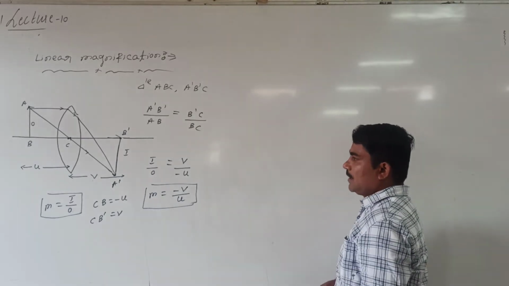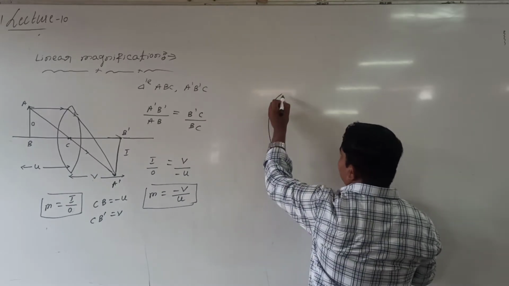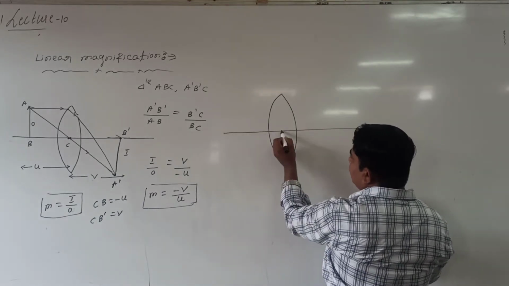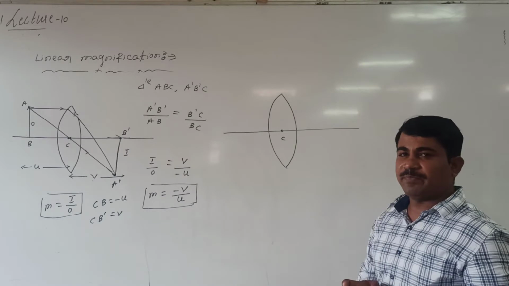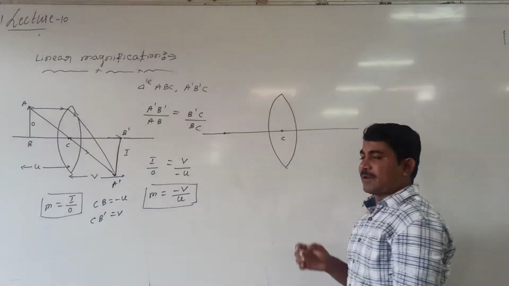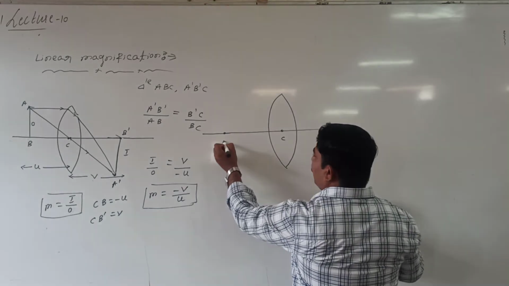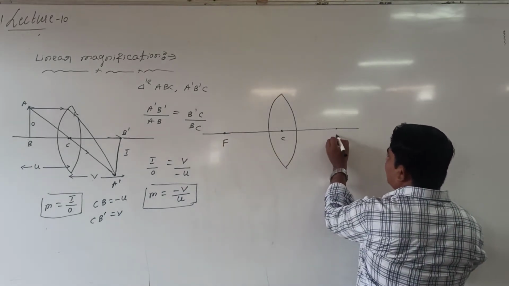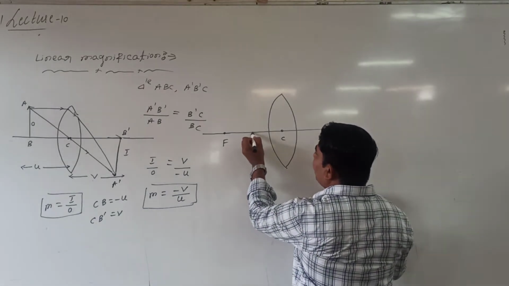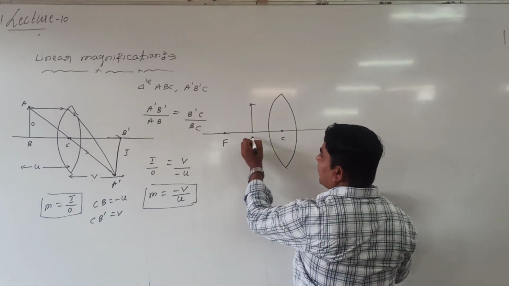Look at me, how it is. Now let us look again at the convex lens. This is the convex lens, and C is the optical center. Are you following me? Now consider the object is situated between the center of curvature and the principal focus. Each lens has two principal foci: this is one focus and this is the second focus. Remember this point. This I can take as AB.